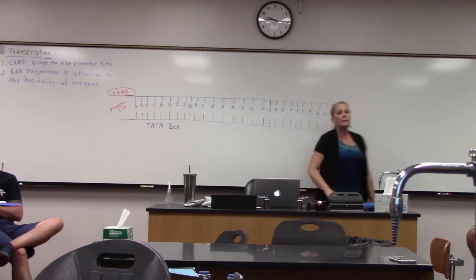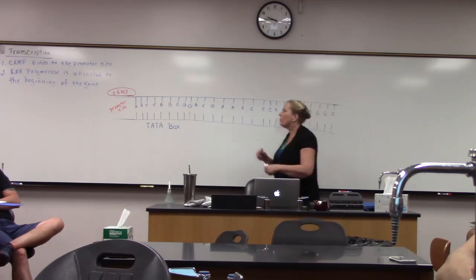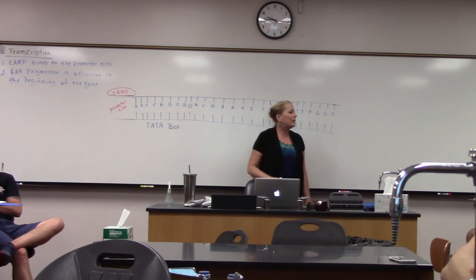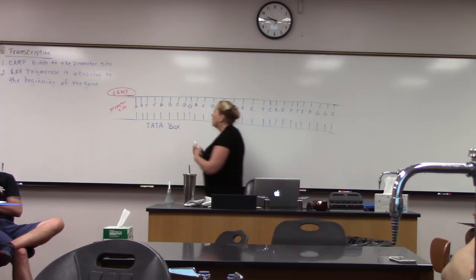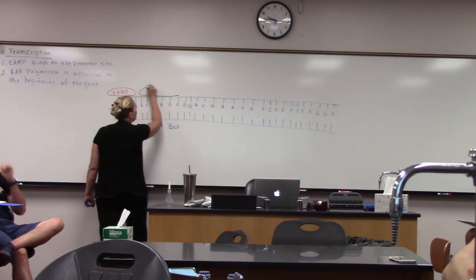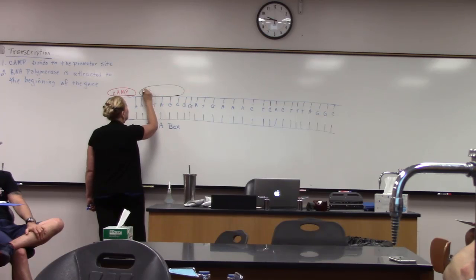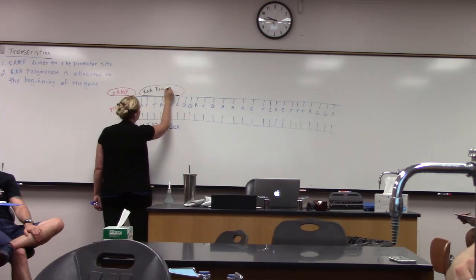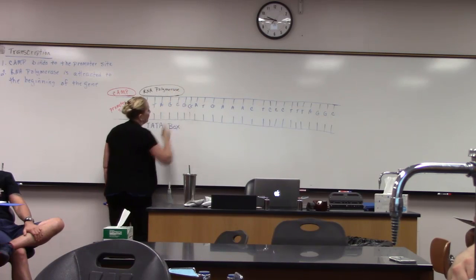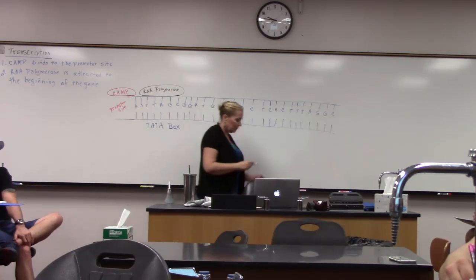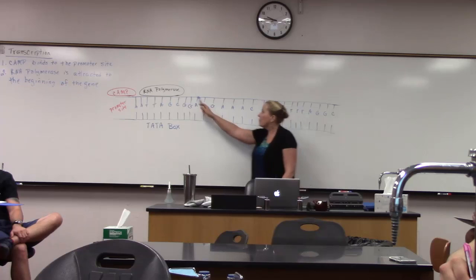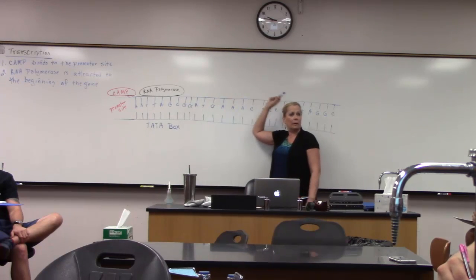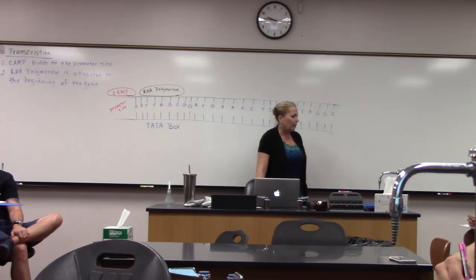It will attract an enzyme that is going to do most of the heavy lifting here. This enzyme is called RNA polymerase. So RNA polymerase will bind at the beginning of our gene, after all the A's and G's. It's binding right at this TATA box, and then it will begin its job at the gene.